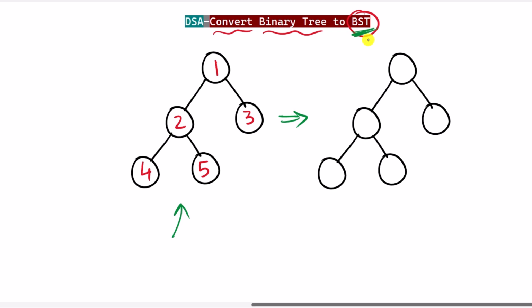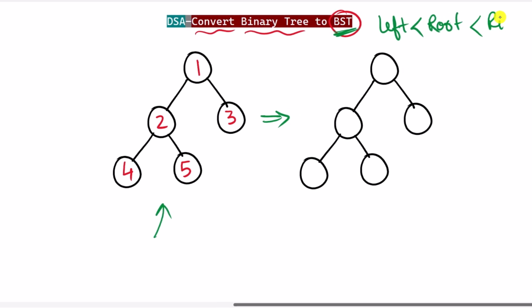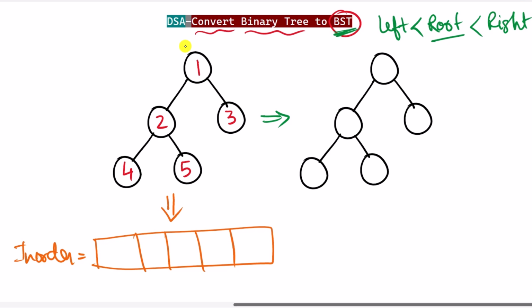So as we know, in a binary search tree, the left child has a smaller value than the root and the right child has a larger value than the root. So first of all, we're gonna traverse this binary tree. We're gonna perform the in-order traversal. So we're gonna start the traversal. Whenever we reach the bottom of one node, we're gonna include this in our in-order traversal.